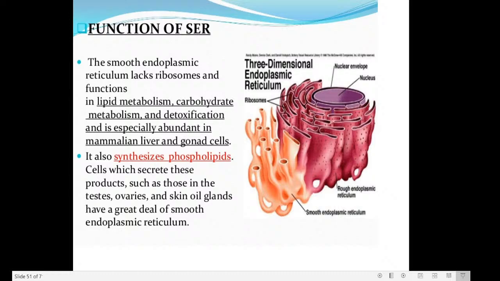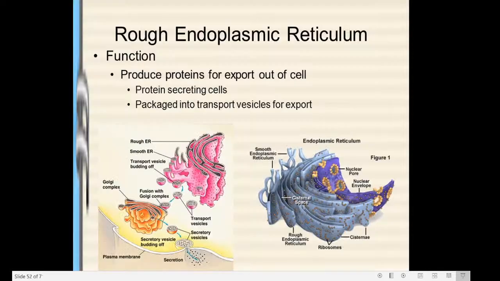The function of the smooth endoplasmic reticulum is helpful for lipid metabolism, carbohydrate metabolism, and detoxification, especially as it is abundant in the mammalian liver. It is helpful in the mammalian liver and gonad cells. It also synthesizes the phospholipids for the cell surface, the cell membrane design.